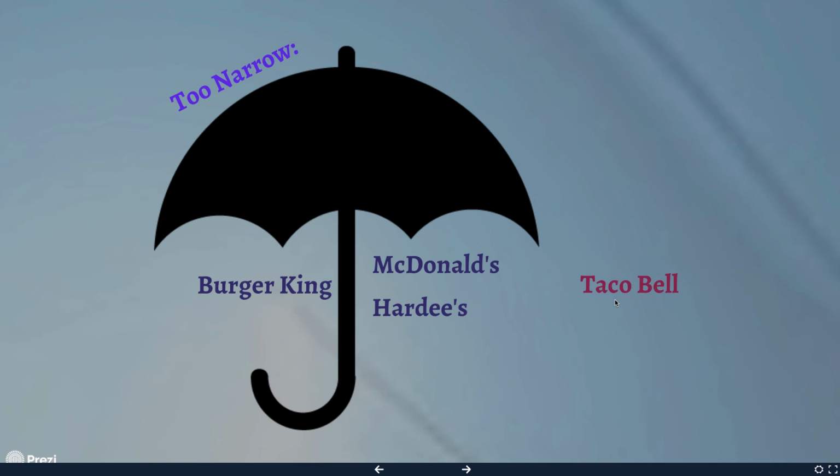So let's look at an example of a topic that would be, in terms of an umbrella, too narrow. If we have the places Burger King, McDonald's, Hardee's, and Taco Bell, and we gave it the topic of burger joints, this would be too narrow because Taco Bell really is not a burger joint, so it doesn't fall underneath that umbrella. So that would be an umbrella for a topic that is too narrow.